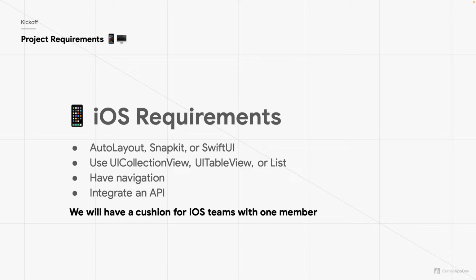And we also want you to have navigation. So that means, when I have one view, I click on it, I want to be able to interact across views. And finally, you have your backend members, make sure you don't leave them out. So make sure you also integrate some form of API.